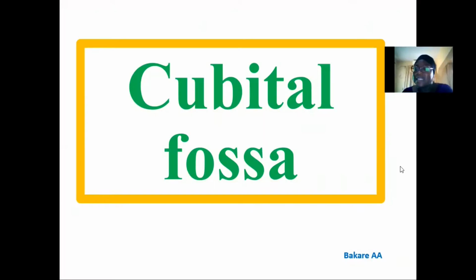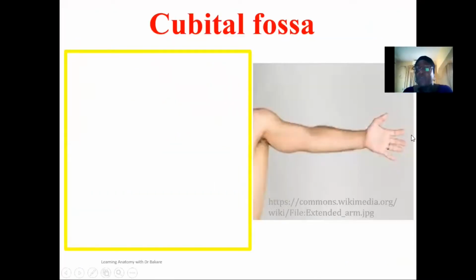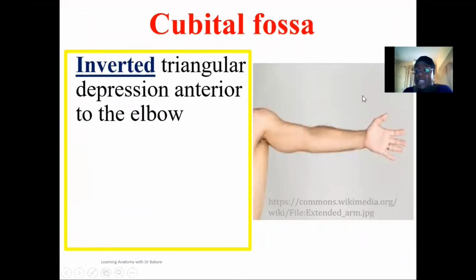Welcome. Let's look at the cubital fossa. The cubital fossa is a triangular space that is seen in the anterior part of the elbow. This is the elbow joint between the arm and the forearm. In the anterior region of the elbow joint is where we have this depression that is called the cubital fossa.